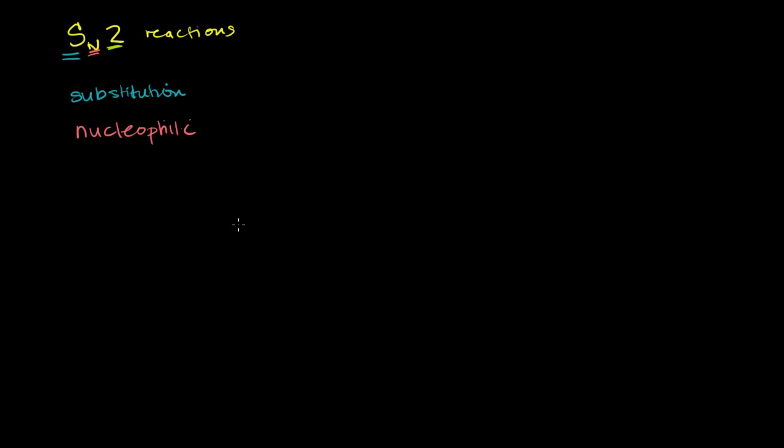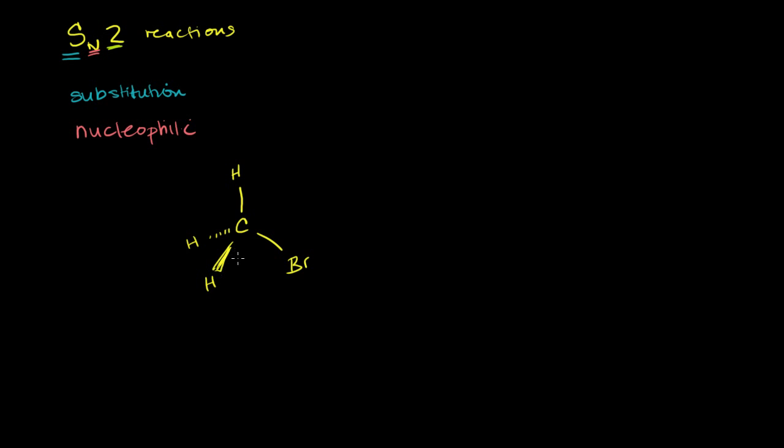So let's say we have bromomethane. Let me draw it in 3 dimensions. So you have a hydrogen sticking out, maybe the bromine is right over there, and then you have another hydrogen in the back. And then you have a hydrogen that comes up just like that.